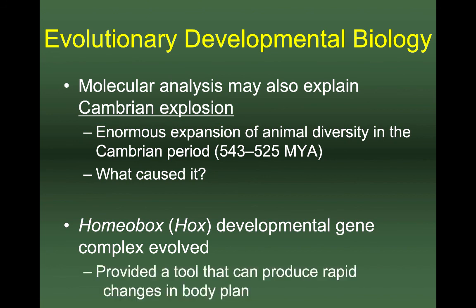So the development of these Hox genes produces the possibility of a mutation occurring, which could then in turn affect how all of these other genes are going to be expressed. And that, we think, is how animals got to be as diverse as they are today.